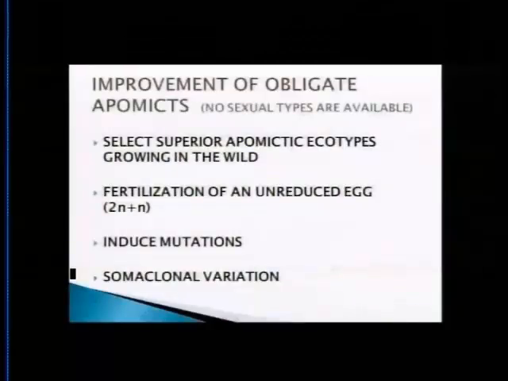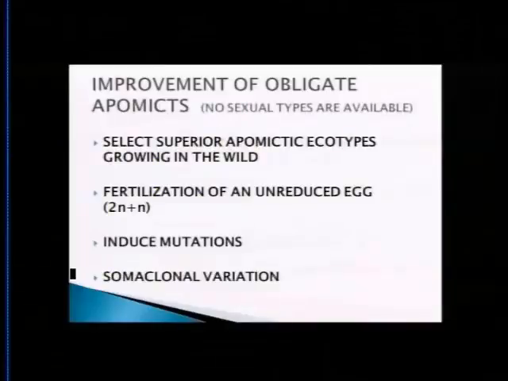Improvement of obligate apomicts, this goes back to your question, Seth, where there's no sexual types available to cross with your apomict. The only way that you can get a better grass is to go into nature and try to select a superior apomictic ecotype that's growing in the wild.